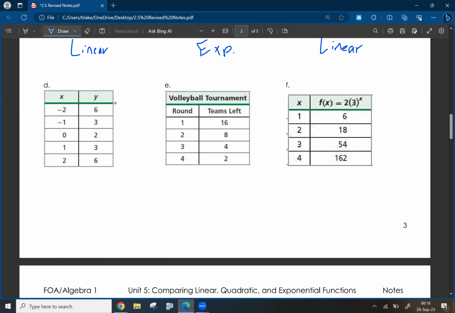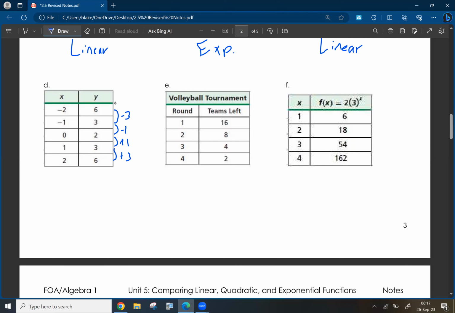Table D. So again, 6 to 3 to 2 to 3 to 6. It's not a multiplication one. It's a difference one. So let's look at it. 6 to 3 is subtracting 3. 3 to 2 is subtracting 1. 2 to 3 is adding 1. And then 3 to 6 is adding 3.